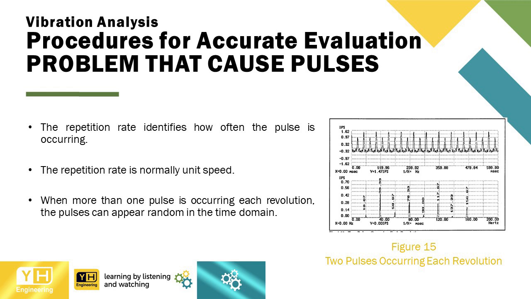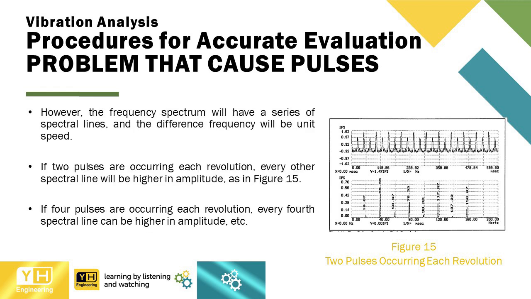The repetition rate is normally unit speed. When more than one pulse is occurring each revolution, the pulses can appear random in the time domain. However, the frequency spectrum will have a series of spectral lines, and the difference frequency will be unit speed. If two pulses are occurring each revolution, every other spectral line will be higher in amplitude, as in Figure 15. If four pulses are occurring each revolution, every fourth spectral line can be higher in amplitude, etc.